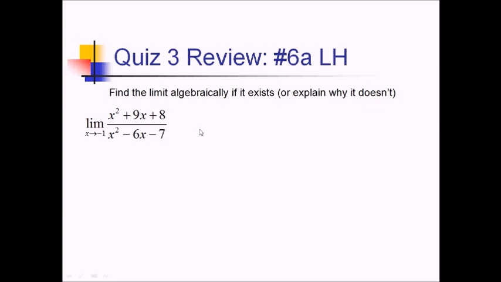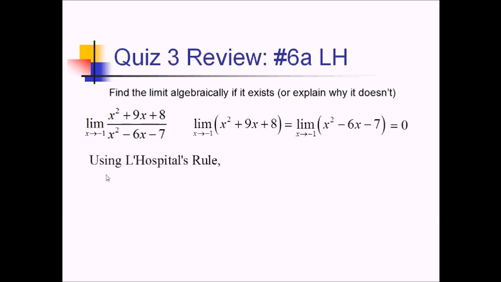So if you're going to use L'Hopital's rule, then you need to write here that the limit of the numerator equals the limit of the denominator, and that they both equal 0. You could just write equals 0 on both of them, but this is a little bit faster. So now that means that we're going to use L'Hopital's rule. So using L'Hopital's rule, we're going to take the derivative of the numerator and the denominator separately as if they were completely different functions. So we've got 2x plus 9 for the numerator and 2x minus 6 for the denominator.